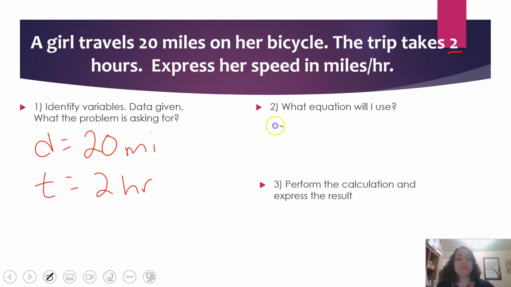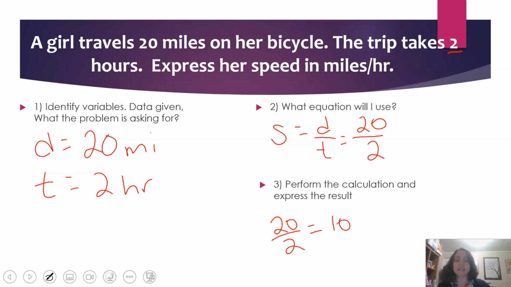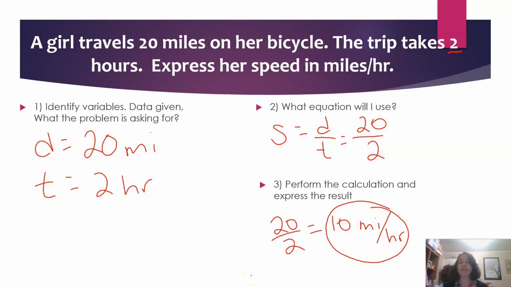The equation: speed equals distance divided by time. And that means we will do 20 divided by 2. 20 divided by 2 equals 10. And since we have miles divided by hours, we simply write that as a little fraction, 10 miles per hour. We don't have a specific direction that the girl was traveling, so we just have the speed.